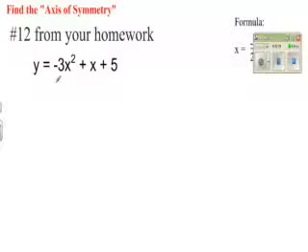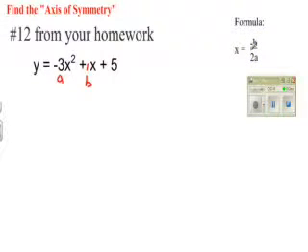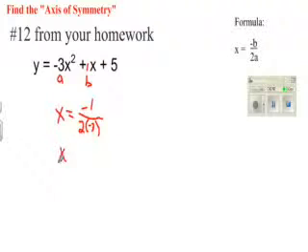Here's some more practice from your homework. Here's A. B is 1. And we don't care about C. The equation for the line of symmetry is negative b, negative 1, over 2a, or 2 times negative 3. So we would write the line of symmetry is x equals, and it's negative over negative, so it'll be positive 1 over 6.